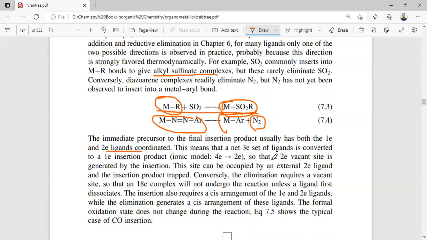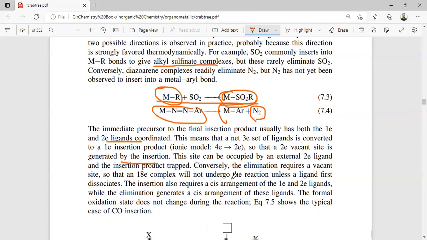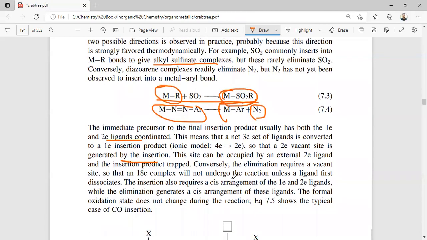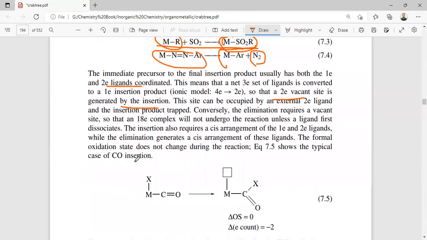So a 2 electron vacant site is generated by the insertion. In the insertion reaction, a 1 electron ligand, that means the X type ligand, is inserted into the 2 electron ligand, the L type ligand. So a 3 electron system is converted into a 1 electron insertion product, and a 2 electron vacant site is generated upon the insertion.